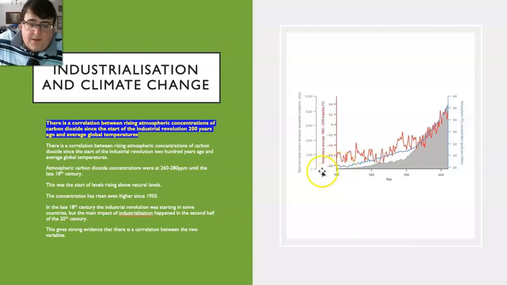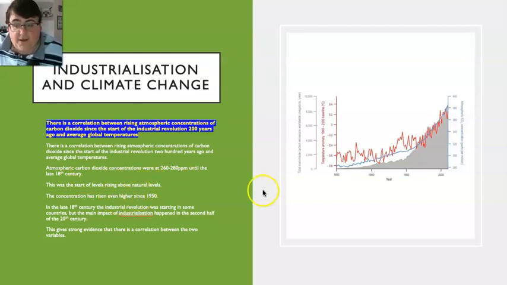temperature. So, at the end of the late 18th century, the carbon dioxide concentrations on the Earth were around 260 to 280 parts per million, ppm. That's the start of levels rising above natural levels. Since 1950, those levels have risen even higher, as we can see over here. So currently, a little bit into the 2000s, we're at around 380 parts per million carbon dioxide.